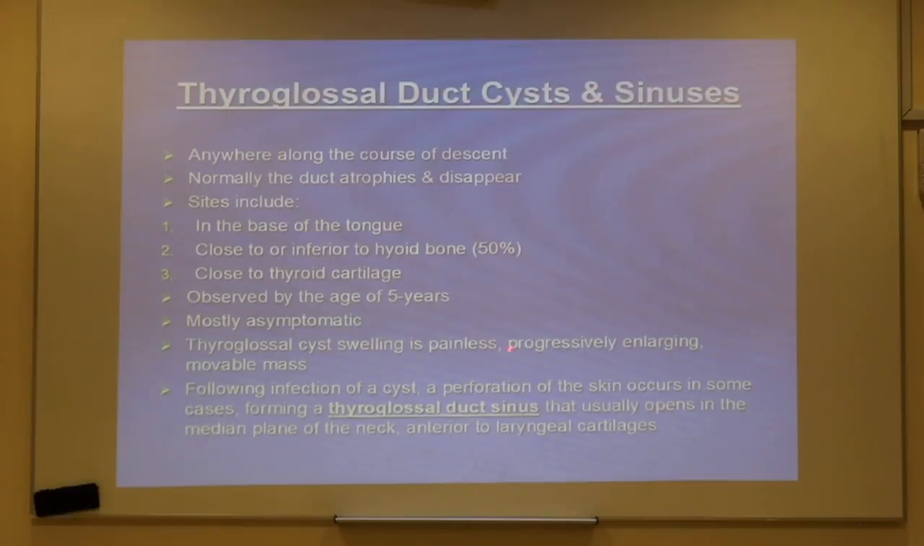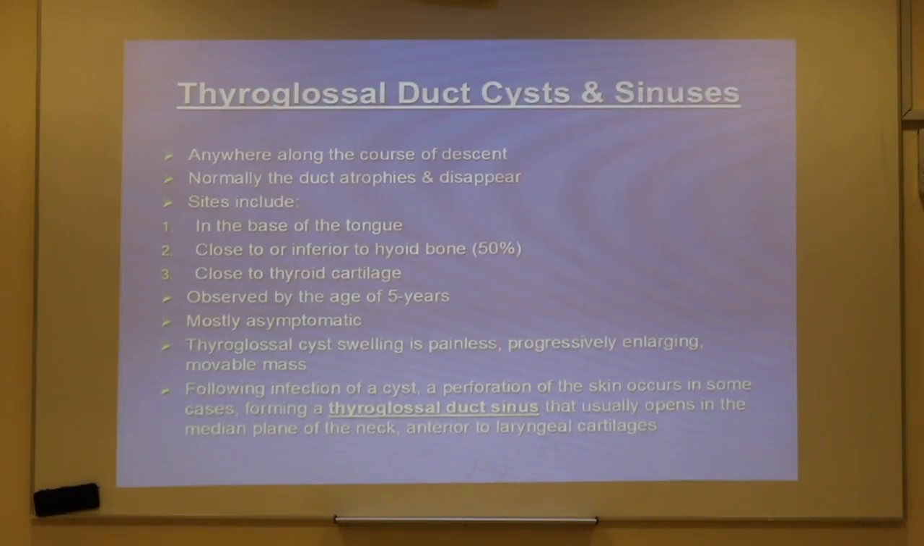Thyroglossal cyst swelling is a painless, progressively enlarging, movable mass. So you would find this cyst anywhere from the tongue to the thyroid gland. This is basically a remnant of the thyroglossal duct. It's a painless swelling in the midline. Usually you would be able to observe it around the age of 5 years.